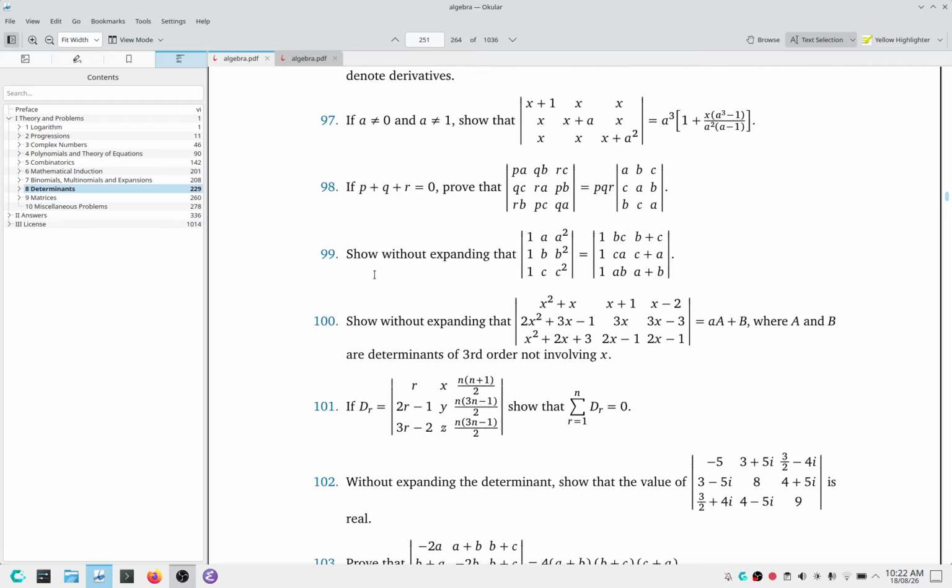Question 99 says that show without expanding that the determinant |1 a a²; 1 b b²; 1 c c²| is equal to |1 bc b+c; 1 ca c+a; 1 ab a+b|.